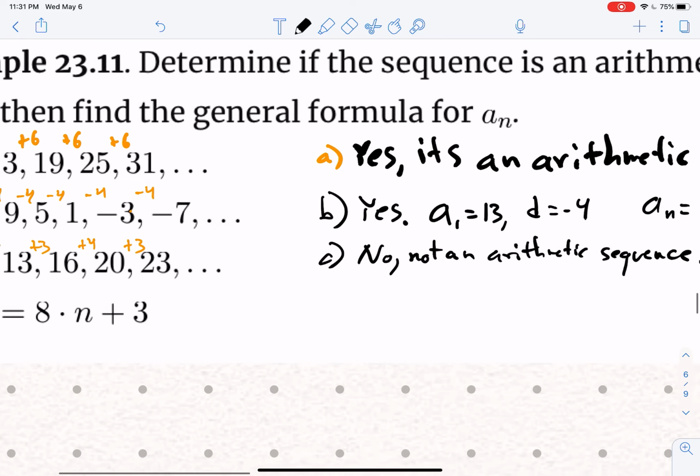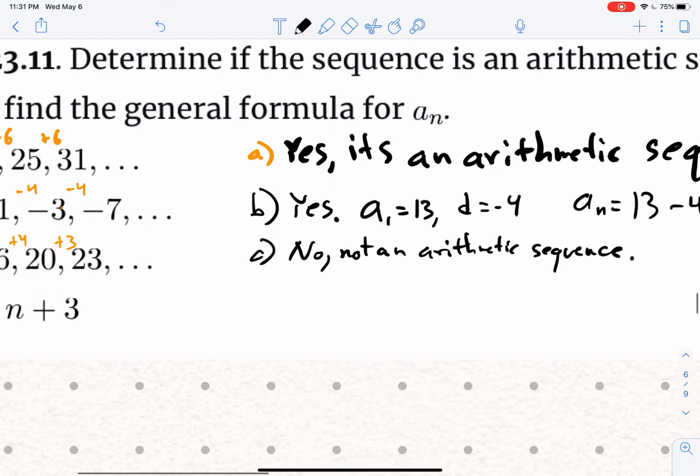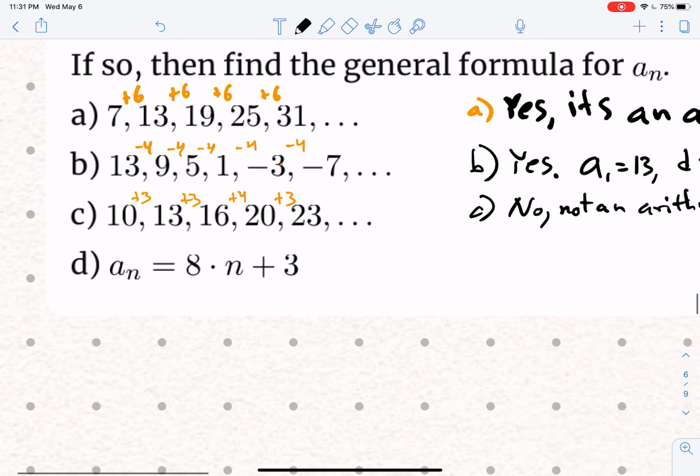And we're done. We only have to find the general form if it is arithmetic. In fact, it's hard to predict in part C what the next entry is going to be. Will it be another difference of 3 or a difference of 4? Who knows? Okay. Now, part D is a little different once again. It says it's equal to 8n plus 3, and that's a formula for an. And the question is, is this an arithmetic sequence?